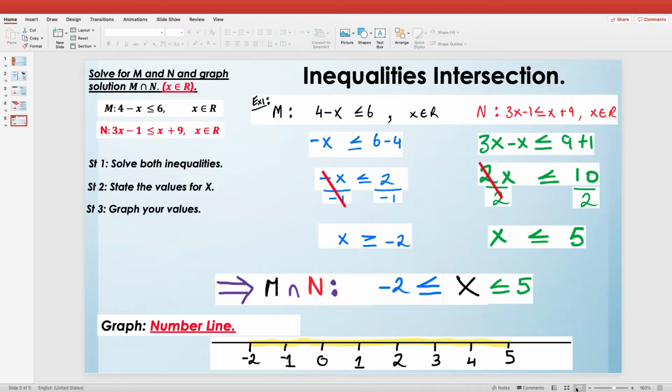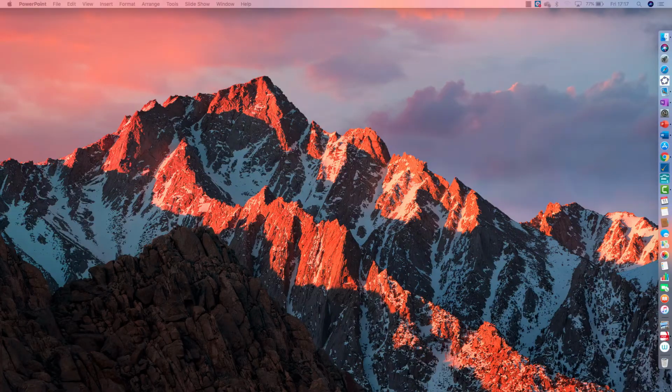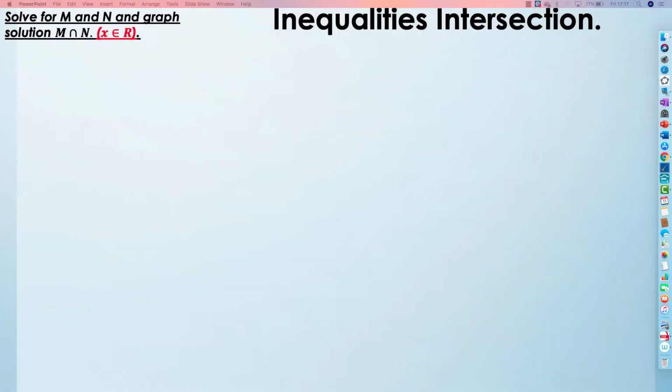When you have to throw two of them together. So, solve for m and n in the graph for each. So, this time we have 4 minus x is less than or equal to 6, 3x minus 1 is less than or equal to x plus 9. So you have two of them, and we have to throw them in together.